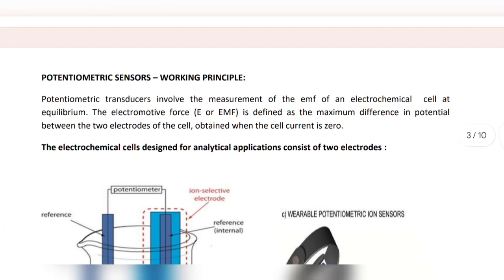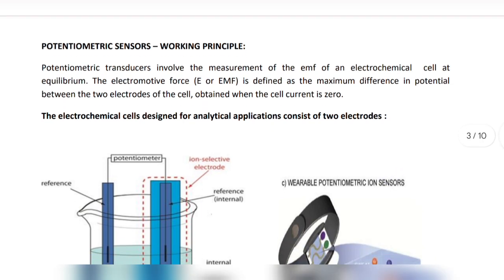Then what is meant by potentiometric sensors? There are three types of electrochemical sensors on the basis of the parameters, whether it is voltage, current or resistance. So the first type is potentiometric sensors and its working principle. Potentiometric transducers involve the measurement of EMF of an electrochemical cell at equilibrium. You know that EMF is defined as the maximum difference in potential between the two electrodes of the cell when the cell current is zero.